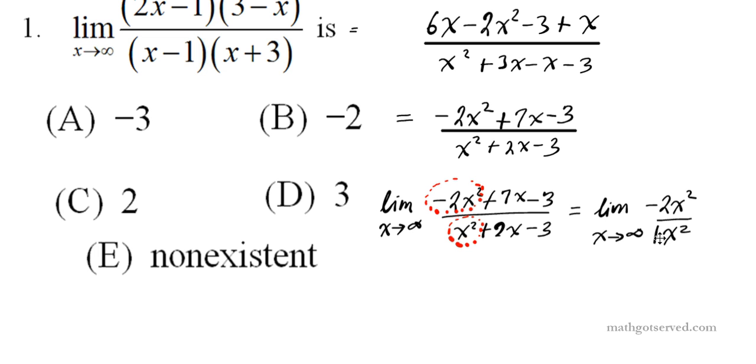So let's put this one here. The ratio of the leading coefficients, because if you examine it, the x squared terms divide out. So we have the limit as x approaches infinity of negative 2 over 1. Final answer is negative 2. Option letter B is your answer.